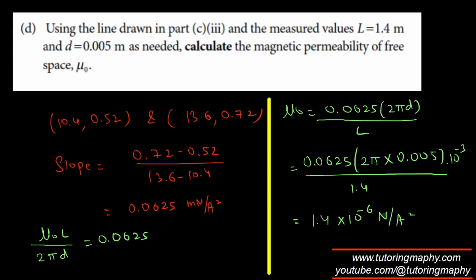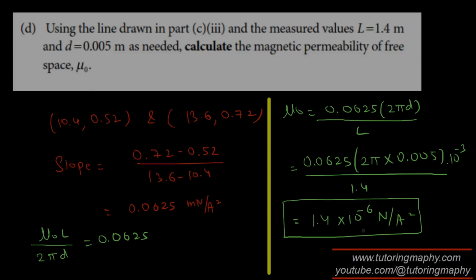ampere square. So that is the value of mu naught, which is a pretty good value, because the actual value is about 1.3 times 10 raised to negative 6, and this is 1.4. So that's a pretty good value.